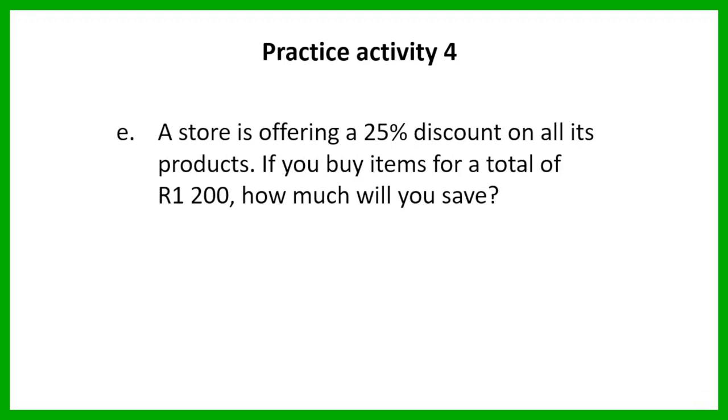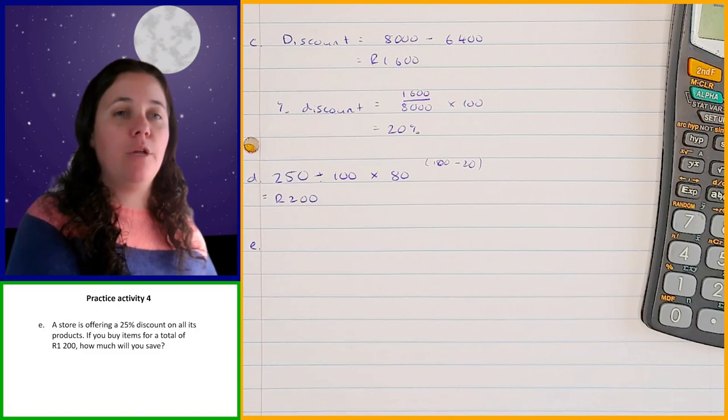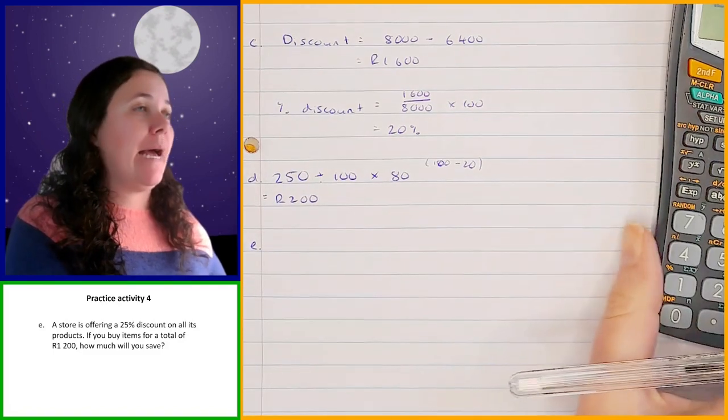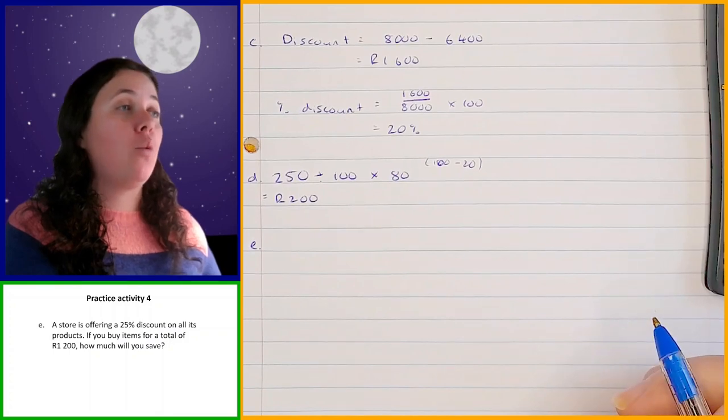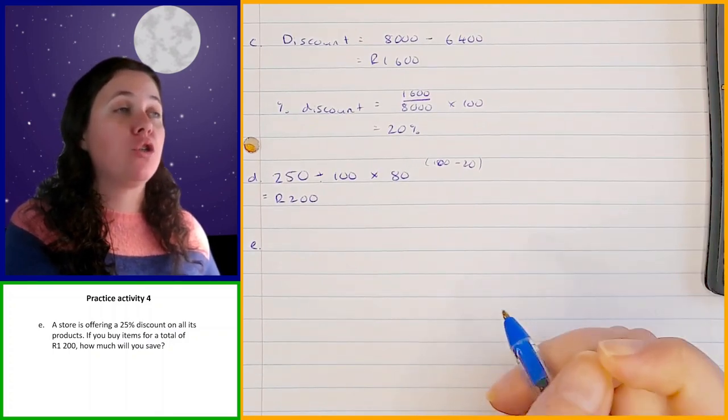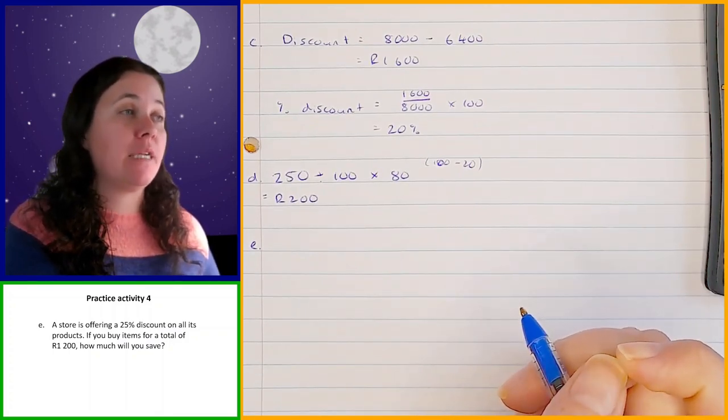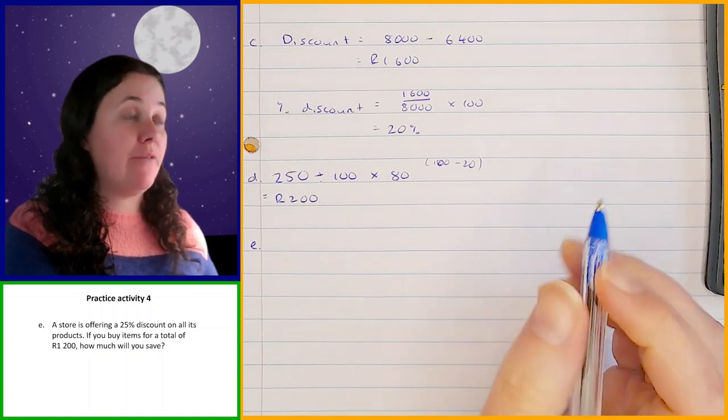Okay, you should be done with that by now. So let's go through that example. In question E, we had the store that's offering 25% discount on all of its products. We have purchased a total of 1,200 Rand worth of products. So we need to know how much we are saving on that.